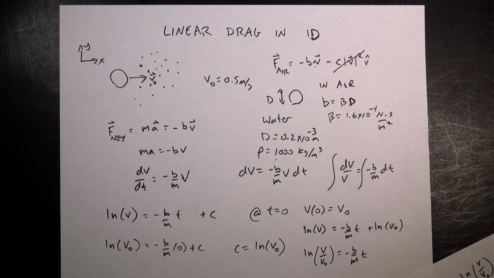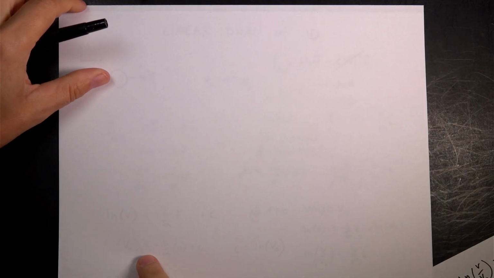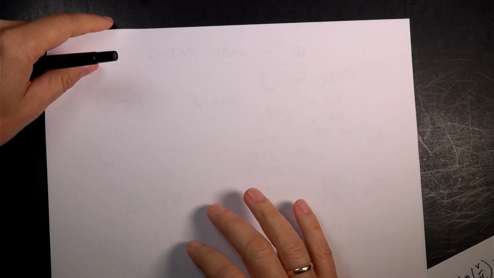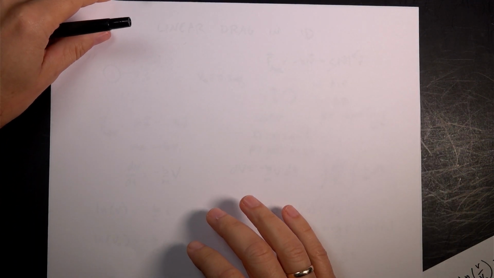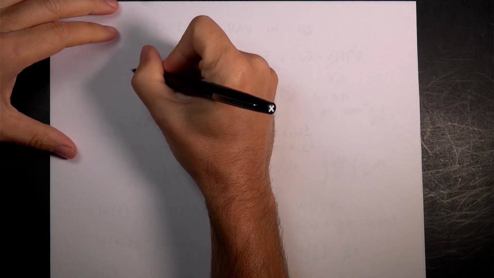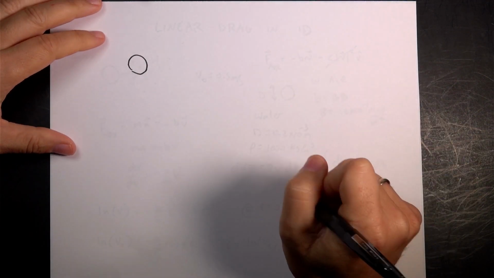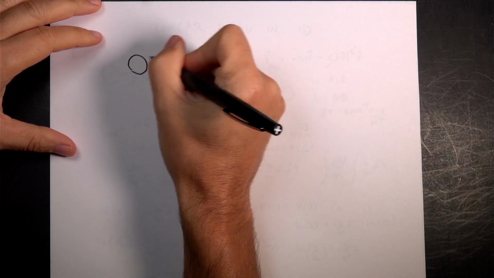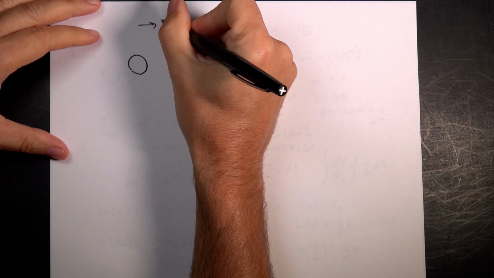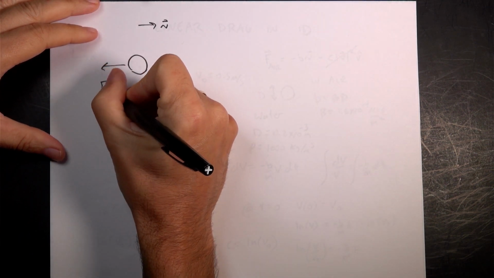So let's go over here. I'm going to actually do this as a vector problem because I like vectors, and this will be better for later when we switch to two-dimensional motion. So here's my ball, and it has some velocity. The velocity is that way, the velocity vector, and this is F drag. I'll call it FD.